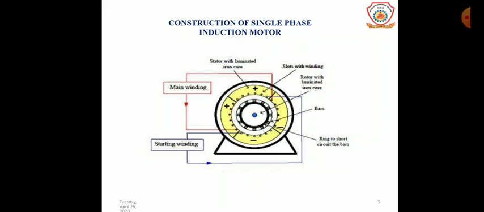The stator contains two types of winding, as shown in the figure: the main winding and the auxiliary winding, or the starting winding. Both windings are placed perpendicular to each other. A capacitor is also connected in parallel with the auxiliary winding.